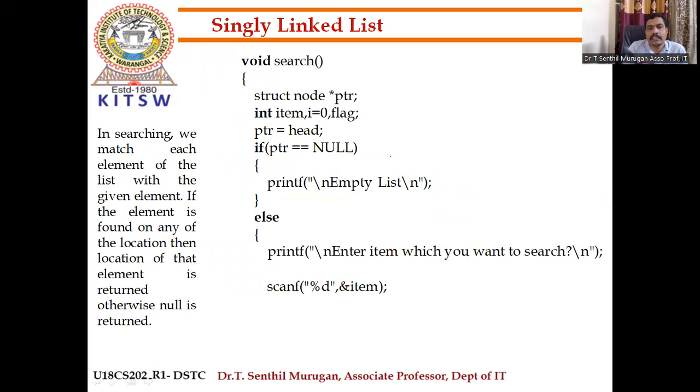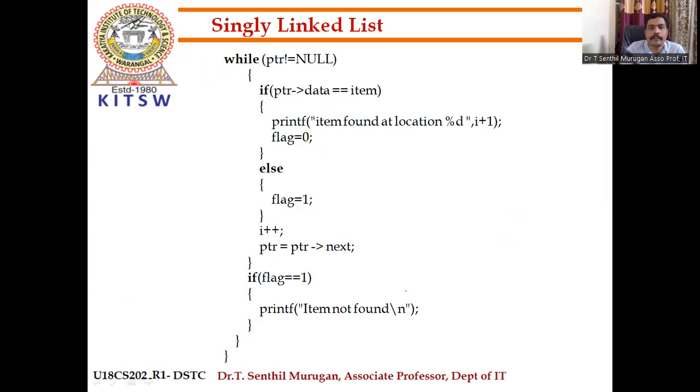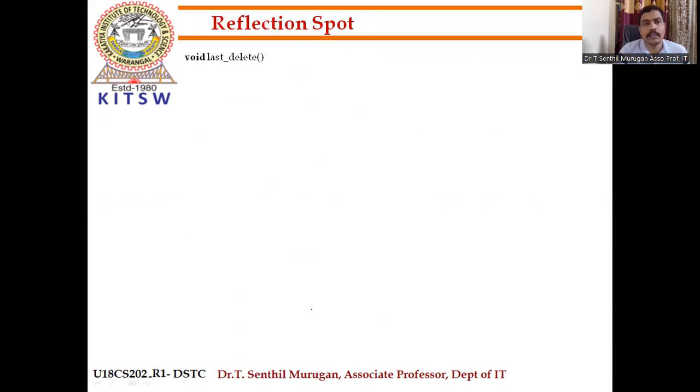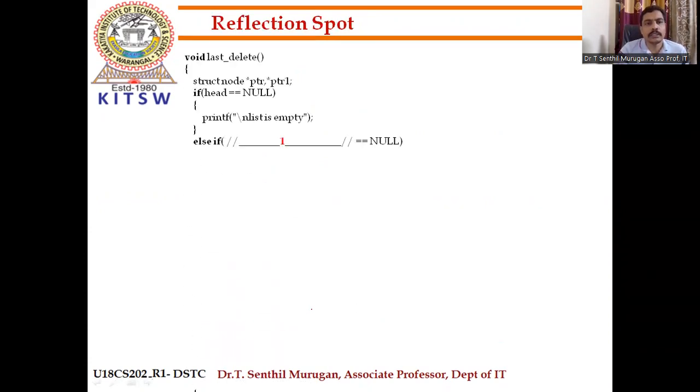For search, we will take the key value. We have to check whether that value is there or not. Whatever value it is, we will take it here, and we will move the pointer up to the null pointer. We will check whether pointer to data equals the item or not, moving one by one. If the data is found, it will print which location and what value. Then the flag value will be 0. Otherwise the flag is 1, and we move I plus plus until the pointer reaches null. After reaching null, if the flag is 1, it means no data item was found in that list. Okay, so now we are at the last location.